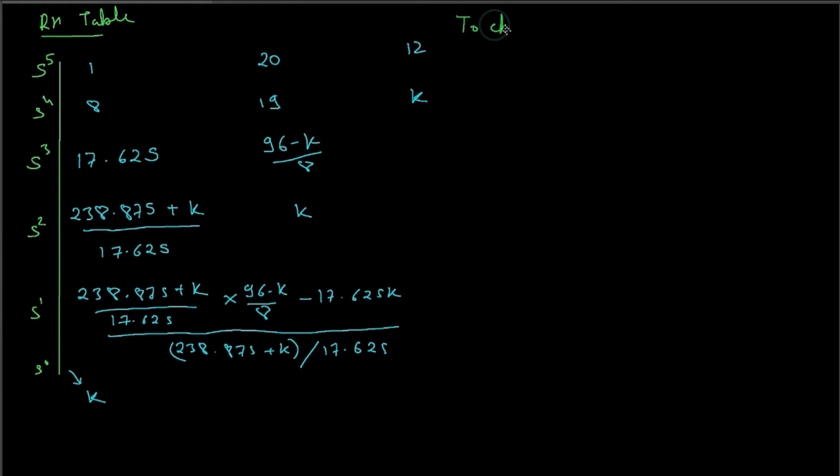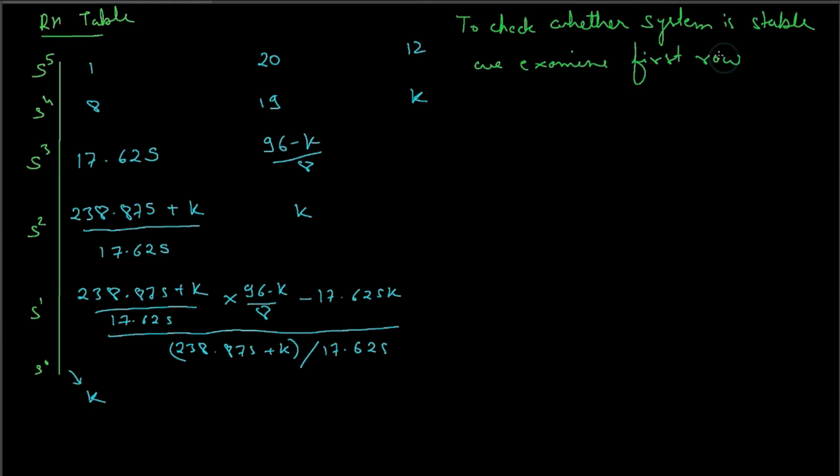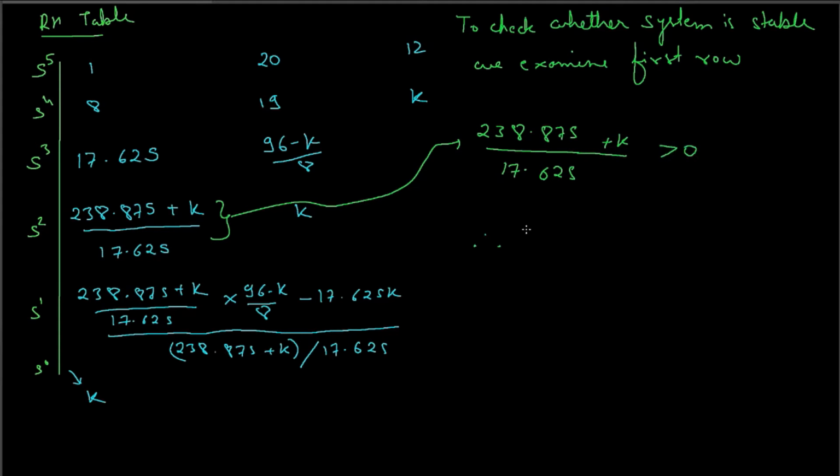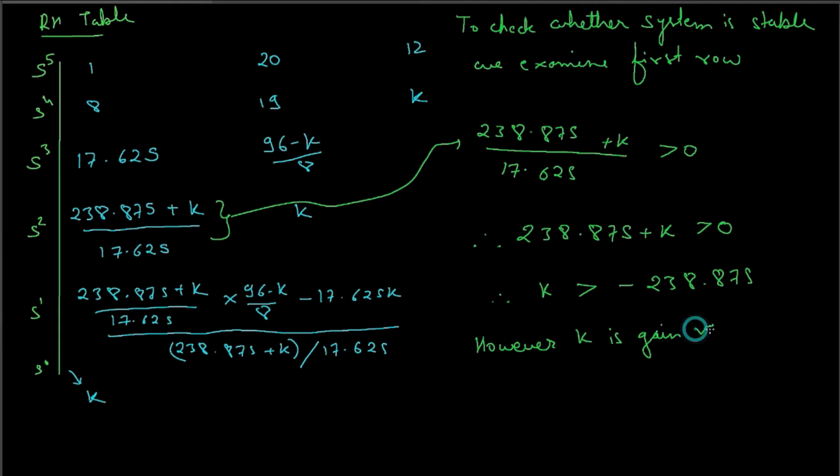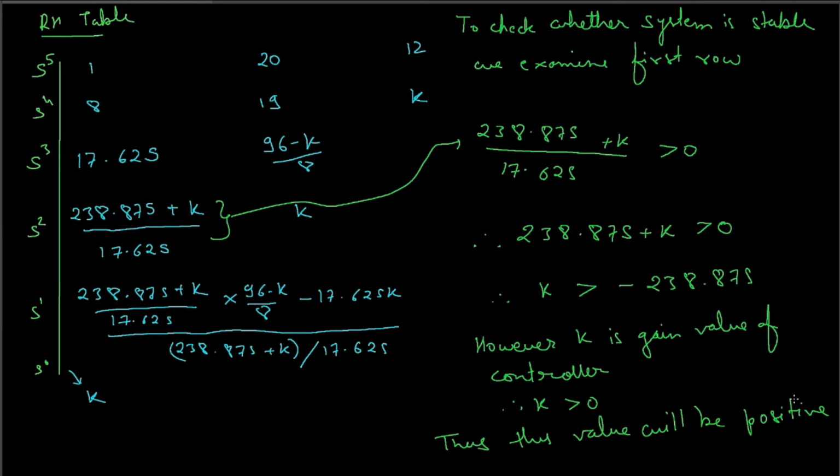Having completed the calculation, you can see that in the first column we have three terms with value k. And remember, for the system to be stable, all the elements in the first column should be positive, and we will use this specific feature for finding the limiting value of k. Now for the system to be stable, we want this term to be greater than 0. We will take the first element with k and make it greater than 0. By calculating, we get that when k is greater than minus 238.875, these values are positive. But earlier we discussed that k is a gain value and it cannot be less than 0. So this element will be positive for any value of k greater than 0.